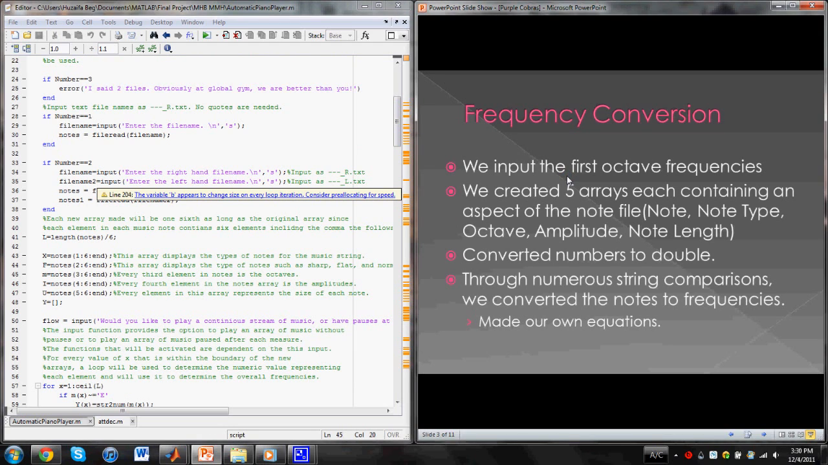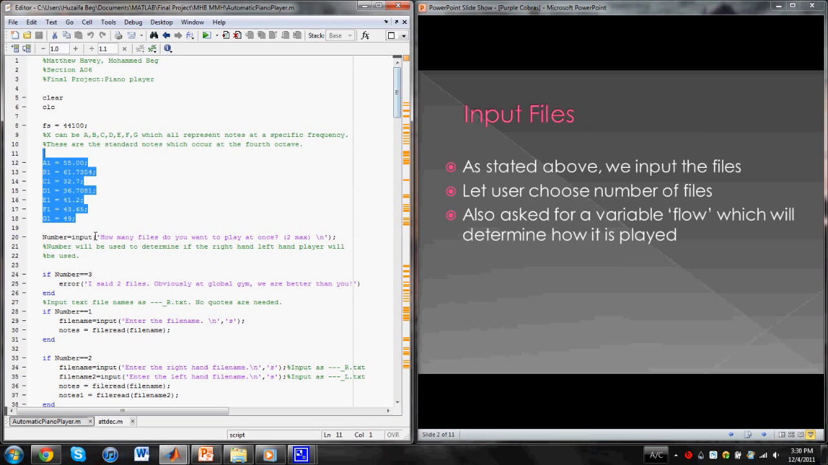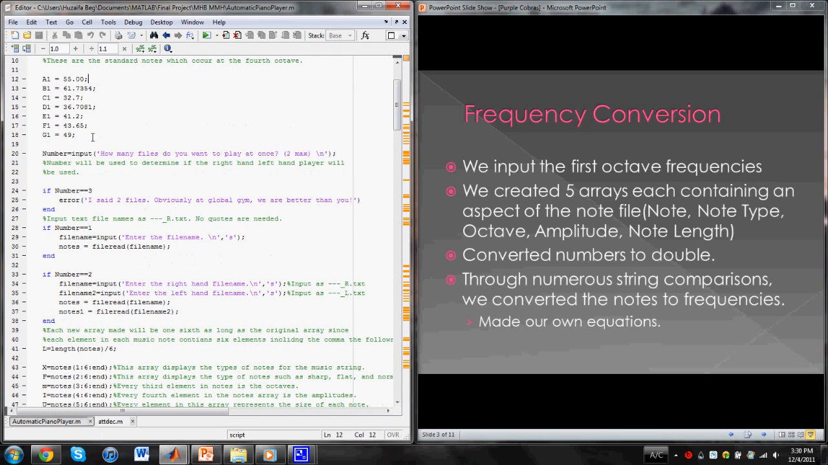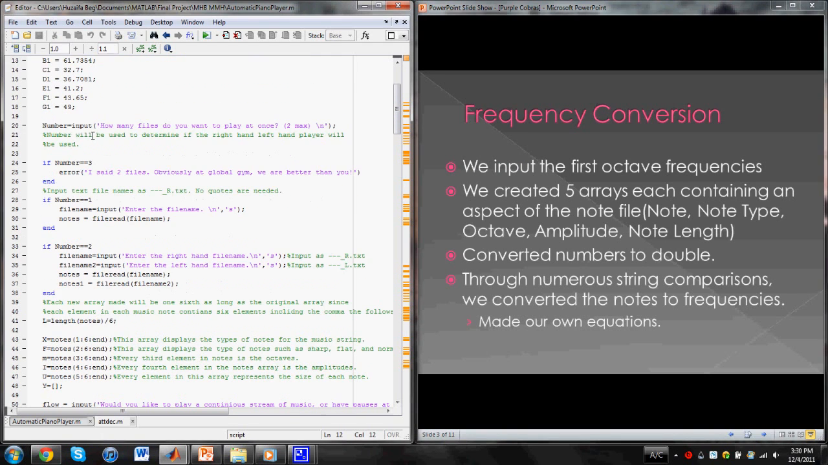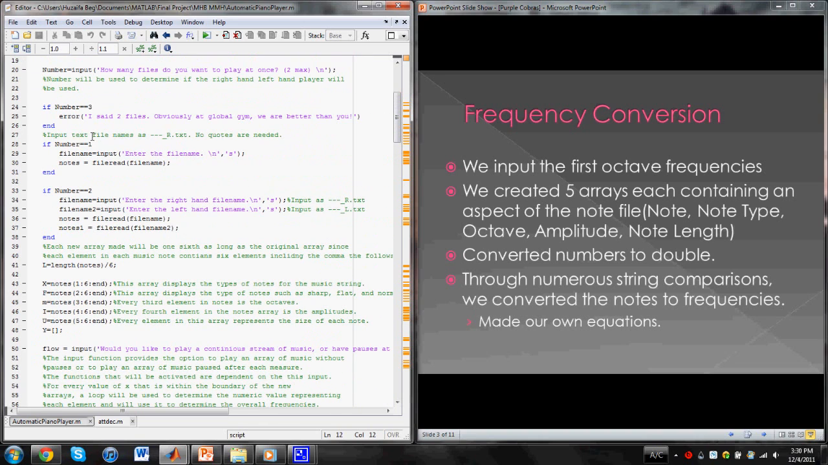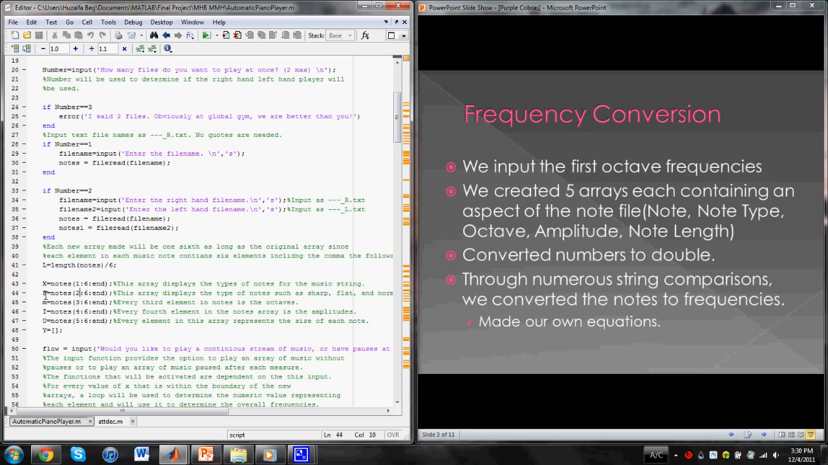Alright, frequency conversion. In the top part of the script, we have the very first octaves of each note, which are given certain frequencies. These frequencies will be used later to be converted based on your notes, note type, octaves, amplitudes, and note length, which are actually given within these arrays X, F, M, I, and U. X denotes what type of note it is: A, B, C, D, E, F, G. F denotes the type of note such as sharp, flat, and normal. M denotes the octave of each note. I is the amplitude, and U represents the size of it, basically if it's a full, quarter, half, eighth, and so on.